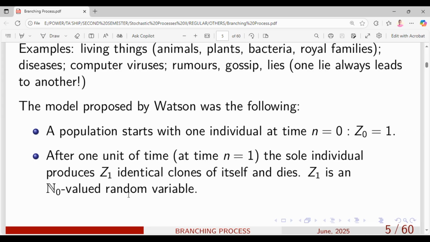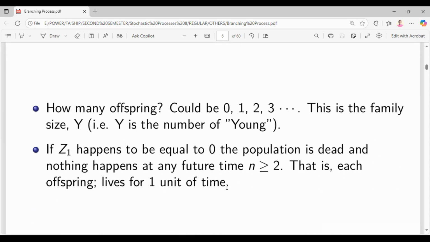So remember, Z1 is an integer-valued random variable. This is what we're trying to say. We know that species are countable. So for the number of species that the environment can produce, take human beings for instance, we cannot have 0.5 human beings. It can be 0, 1, 2, 3, and so forth. So Z1 and the subsequent Zn, which are the family sizes, are supposed to be integer values. Let's proceed and look at the model.